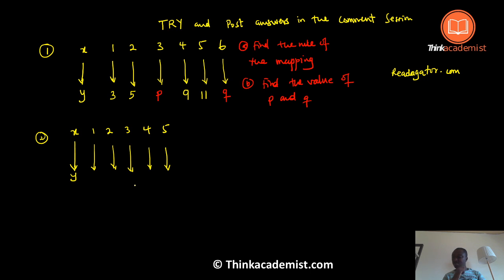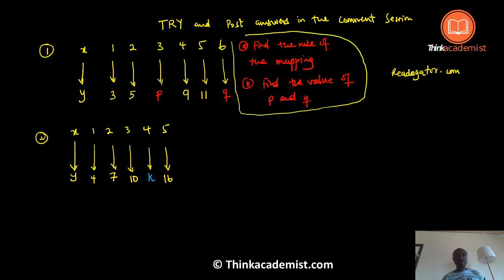What's this? Okay, so we have 4, 7, 10. And we have another one, K. And then let me change the color back. K and then 16. So the same preamble. Okay, let me just write its own preamble. Find the rule and the value of K. Okay, let me add the last one to it, which will be 3. Number 3.